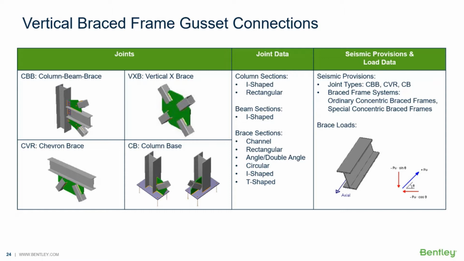The different vertical brace joints that we have available in RAM Connection Standalone include the column beam brace joint, the vertical X brace joint, a chevron brace, and also a column base with a gusset connection. Each of these different joints have different column, beam, and brace sections that are permitted to be used in that connection type, and several of these particular joints can also support seismic provisions.